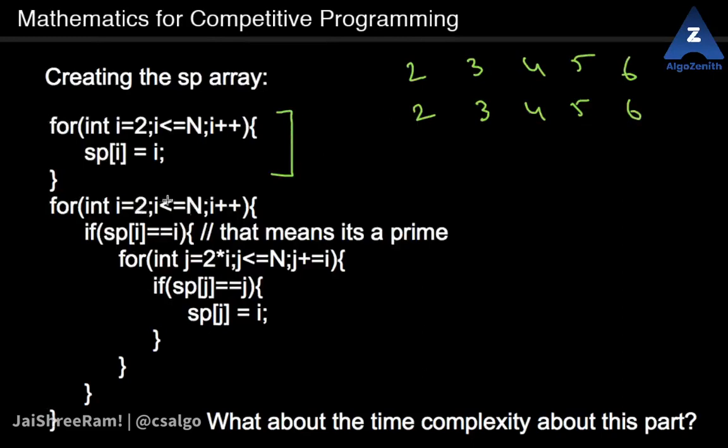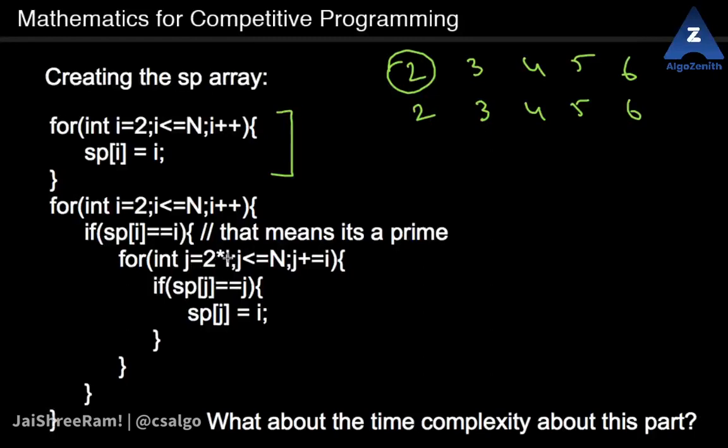Now we loop from the start, and if SP of I is I, that means it's a prime. Now why does this mean prime? Because nothing else reduced it. So we are using an idea similar to the sieve. In that we kept is-prime equal to 0 or 1, right? So over here we use SP of I, and if it is not yet touched, that means it's untouched and it's a prime. So we use this particular number to calculate the SP of the next numbers.